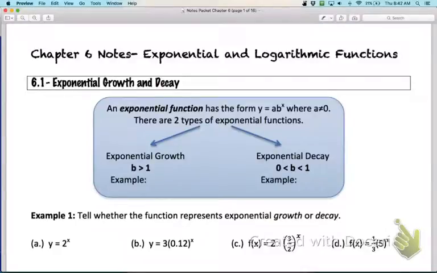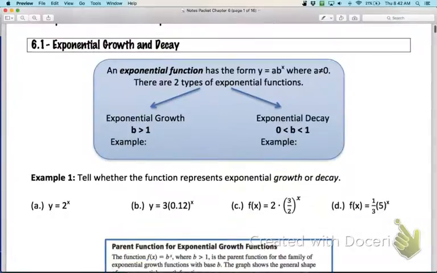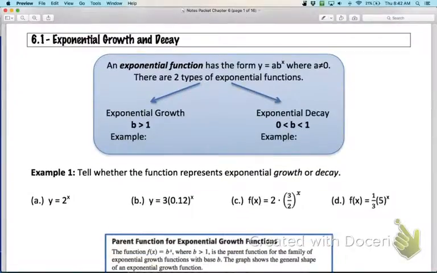Chapter 6 is about exponential and logarithmic functions. Now, exponential functions you probably saw before in Algebra 1. Logarithms is going to be something completely new, so we've got a couple days before we get to that stuff. But what we're going to look at today is just this idea of exponential growth and decay. And I teach this in my Algebra 1 class, so hopefully this is a little bit of review for you.